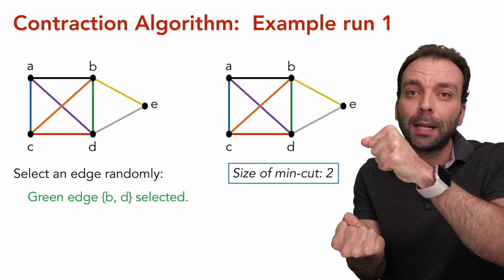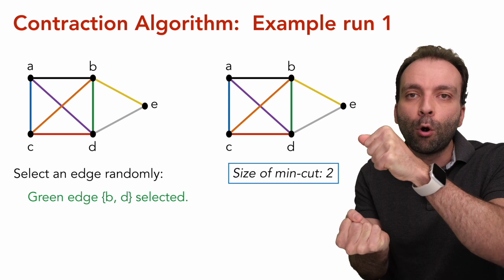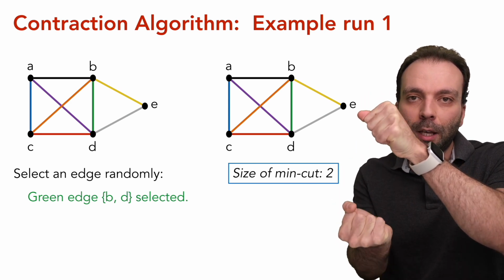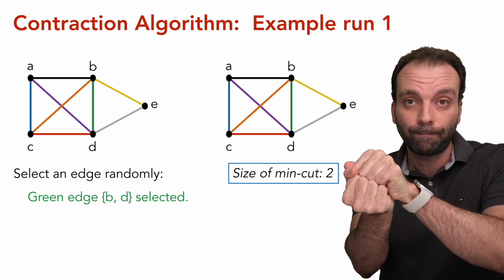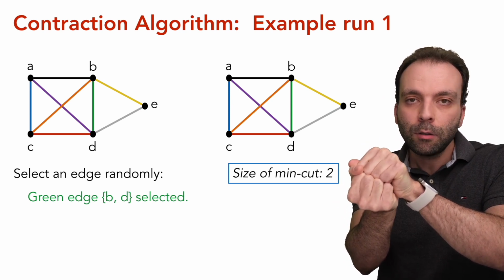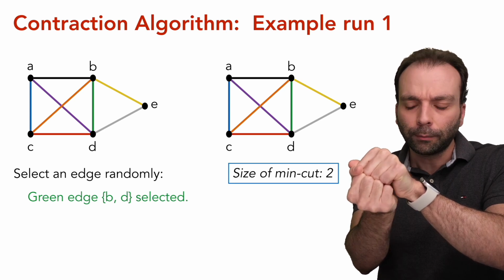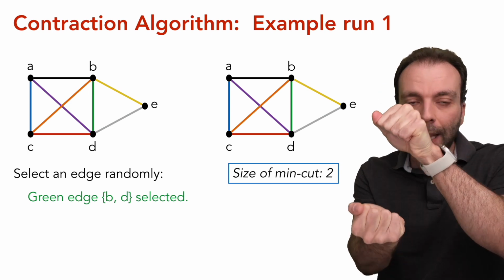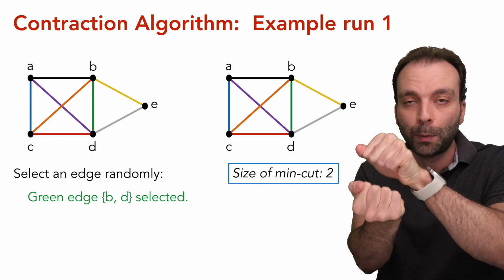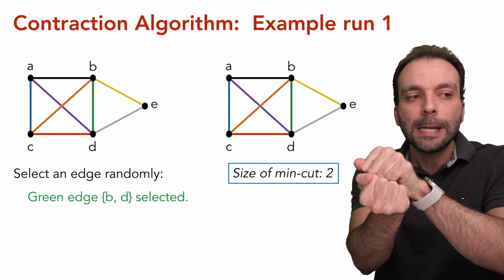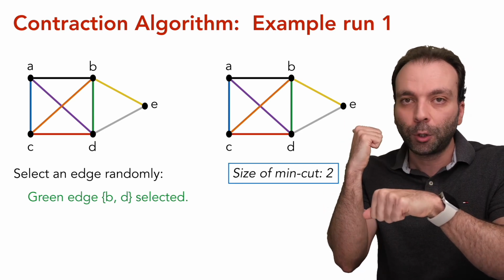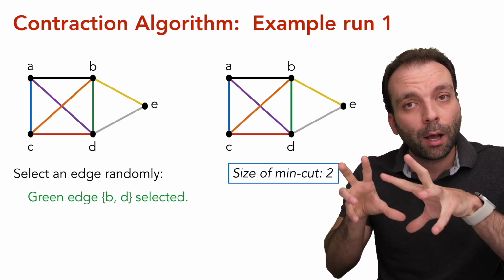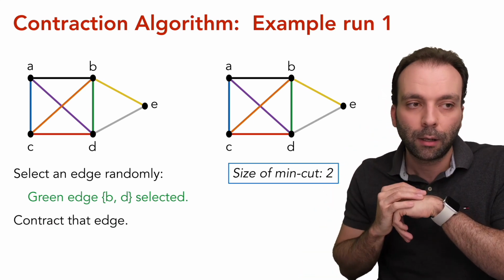And what that means is basically you take those two vertices and you merge them together. You merge B and D together here so that they become a single vertex. And then you update the edge structure. The green edge here, the BD edge, is going to become a self loop when you merge B and D together. That self loop we're going to get rid of. We don't care about self loops. They don't matter. But then we're going to keep all the other edges intact. We're not going to touch them.